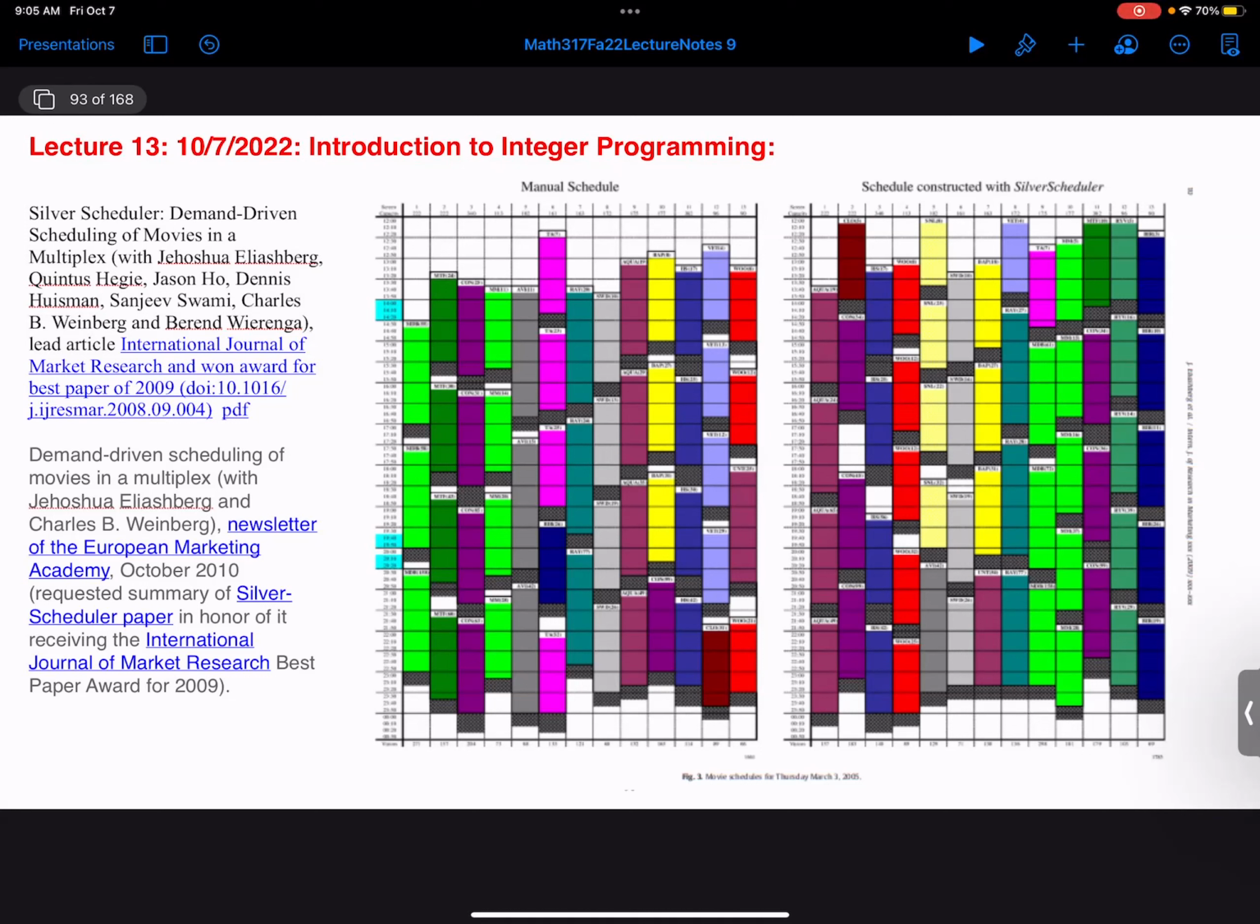There are a lot of components that go into trying to do the analysis. So when you're trying to figure out what movies to show, the first thing you need to understand is, how do movie theaters make money? So how do you think movie theaters make money?